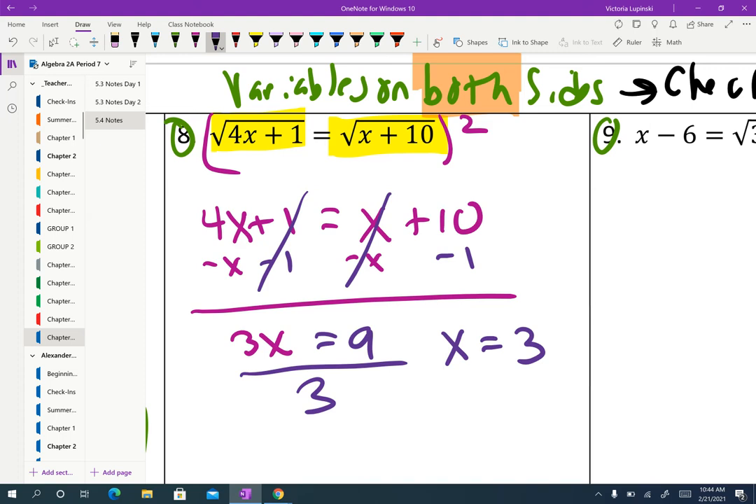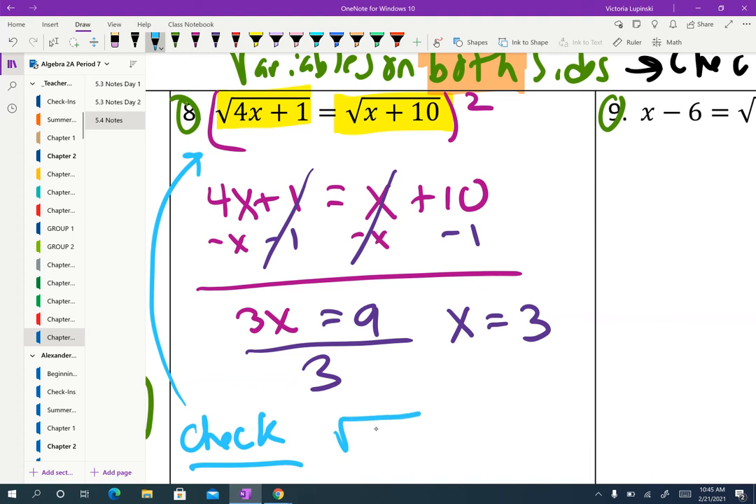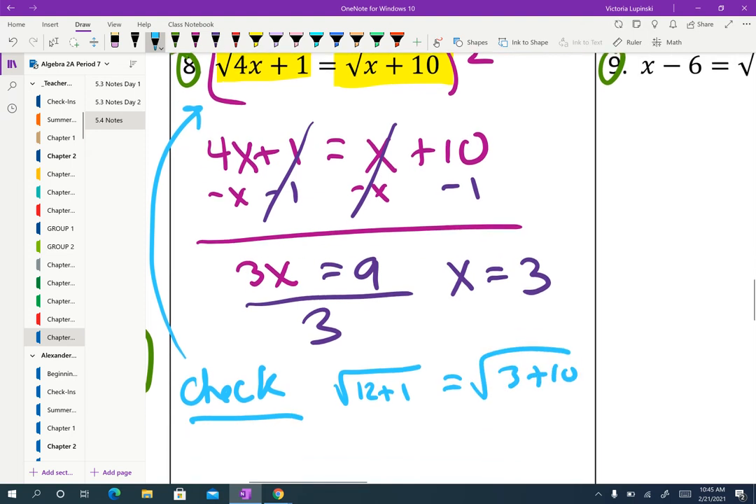In order for me to know for sure that it is the answer, I'm going to have to go ahead and check it. Where do you check it? You check it in the original. What are you checking for? You're checking that it does, in fact, make the two sides equal. So on the left side, if you plug in 3, you're going to get the square root of 12 plus 1. If you check the right side, you're going to get the square root of 3 plus 10.